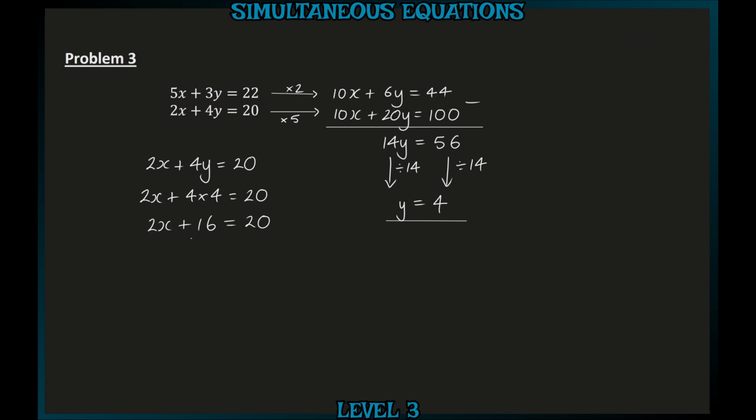We can now solve this first by removing the plus 16 on the left, and we can do this by subtracting 16 from both sides. On the left, the plus 16 and the minus 16 cancel out to leave us with 2x, and on the right, 20 minus 16 is 4. Finally, we can remove the times 2 from in front of the x by dividing by 2 and doing the same on the right. On the left, the times 2 and the divide by 2 cancel out to leave us with x, and on the right, 4 divided by 2 is 2. So x is equal to 2. And this means that our final solution to problem 3 is x equals 2, y equals 4.